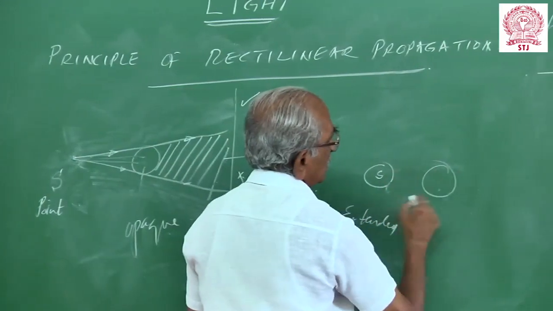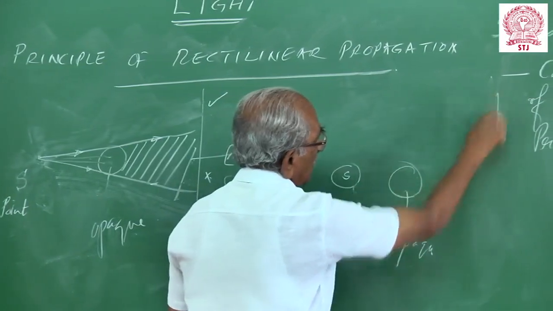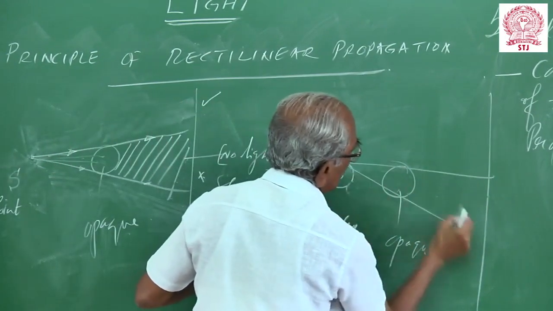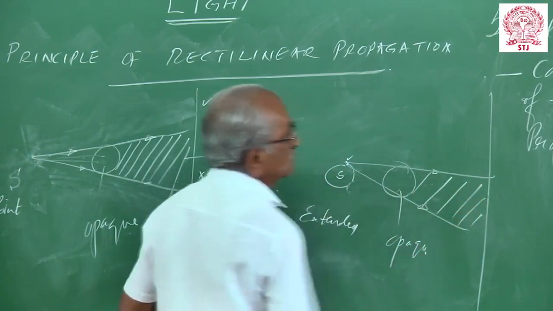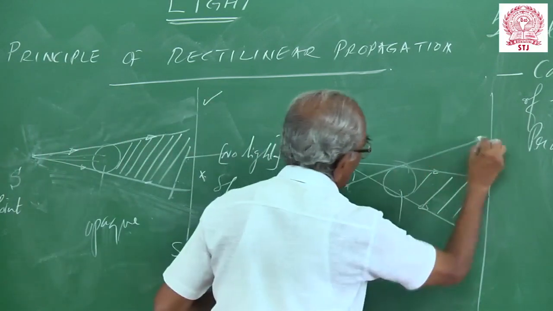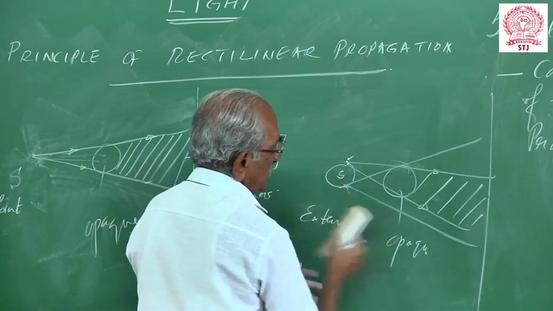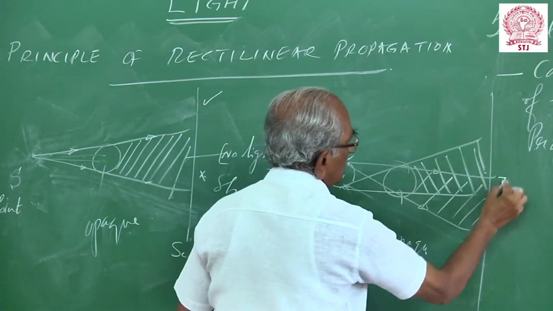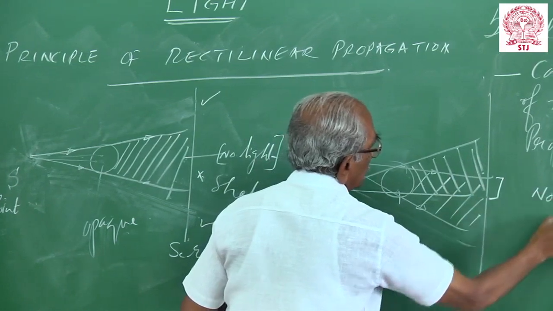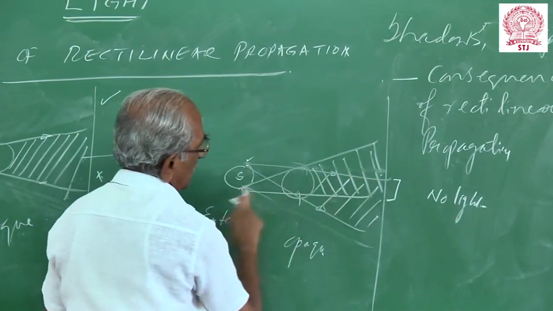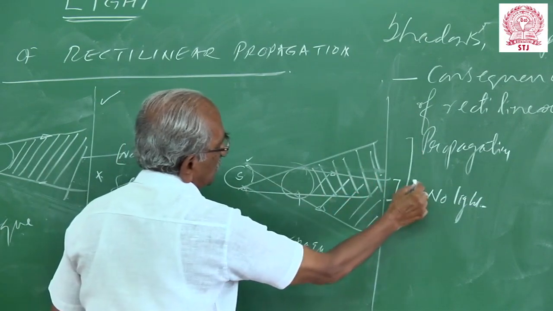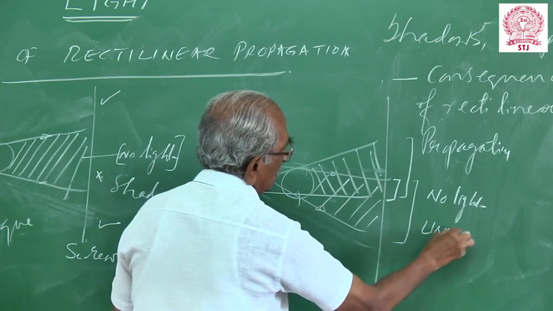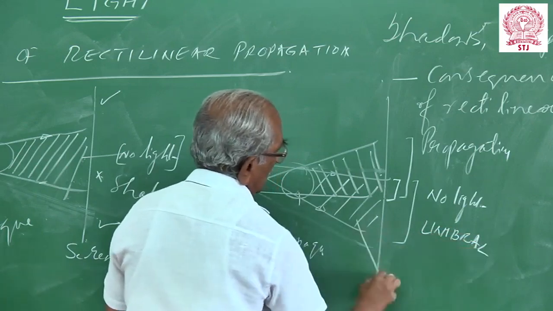Now if I have an opaque object as before and have the screen here. Now taking this point here, you have the shadow here, for example, represented like this. And you'll have the shadow here. See, you can see this is what we have here. So this part gets no light at all from any part of the source. But here you get light from this part. I don't get light from this part. See this? Now this is called the umbral region. Now this is called the penumbral region.